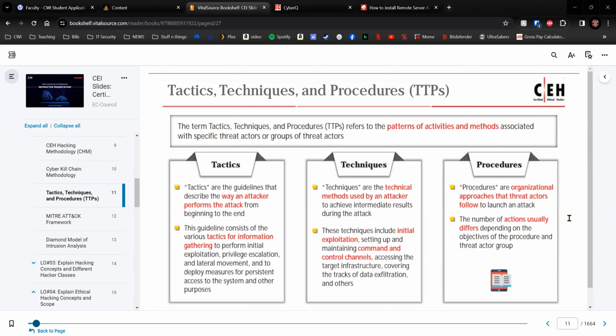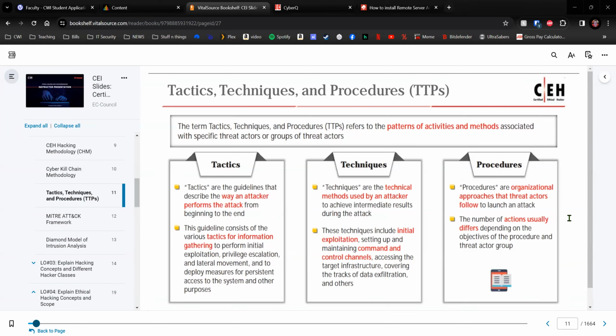Techniques are the technical methods used by an attacker to achieve intermediate results during the attack. These techniques include initial exploitation, setting up and maintaining command and control channels, accessing the target infrastructure, covering the tracks of data exfiltration, and others.